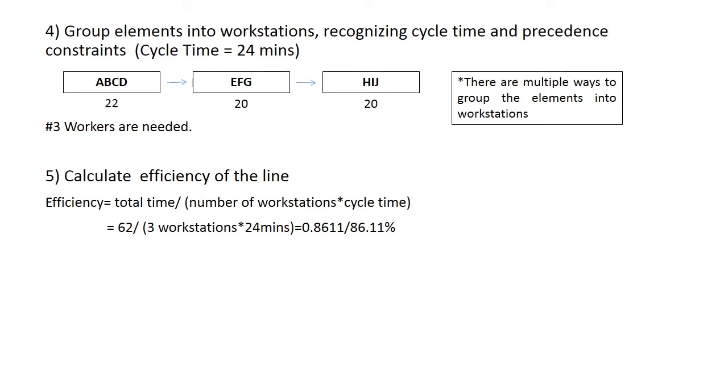So 5. Next, we calculate the efficiency of the line. So the formula is total time divided by number of workstations times cycle time. So we get 62 over 3 times 24. So we get 86.11%. So that is the efficiency of the line.